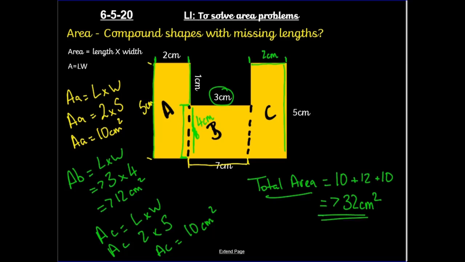Again, another way you could have done this would be to do 7 times 5 to work out the whole area, and then take away the area of this shape here, which would be 3 times 1. So that'd be 35 minus 3 is equal to 32 centimetres squared.